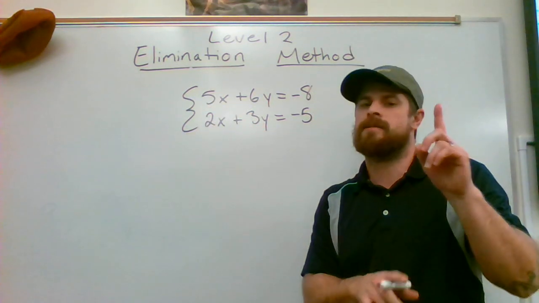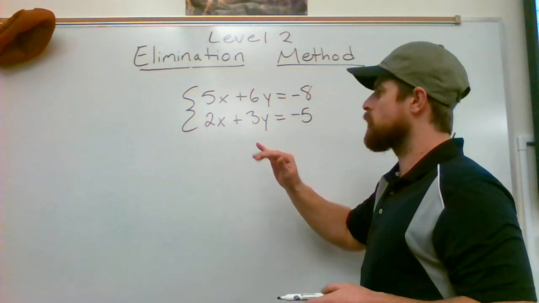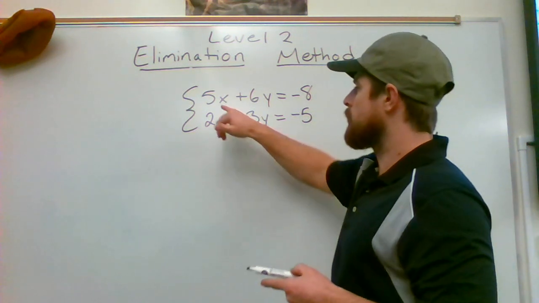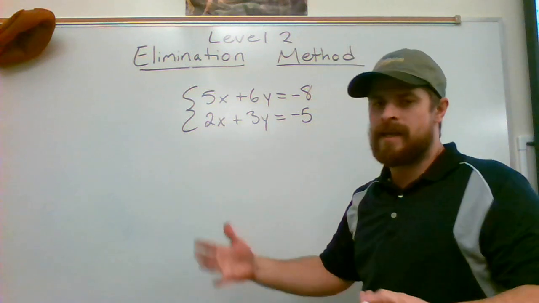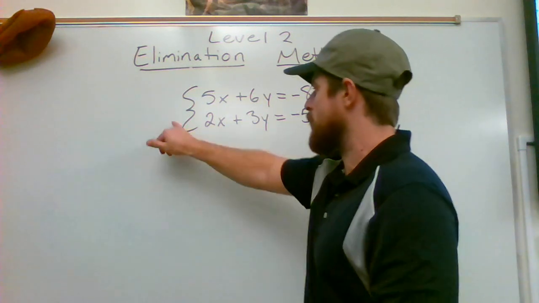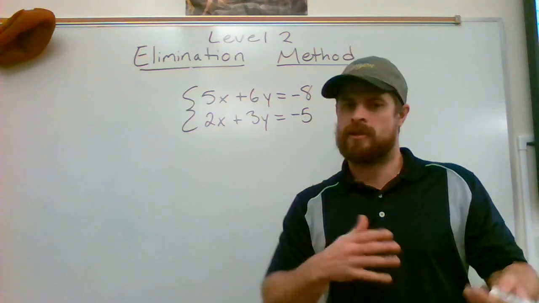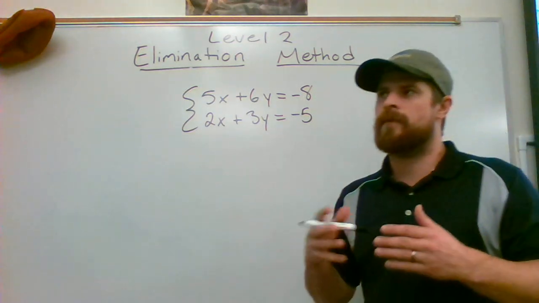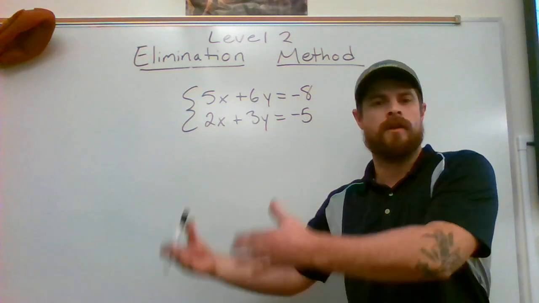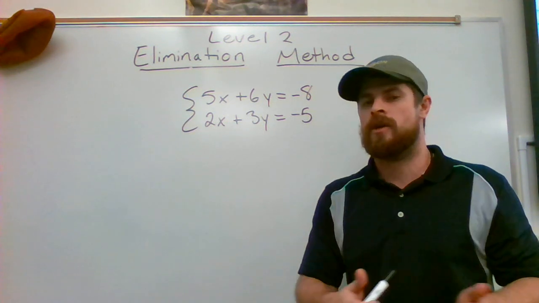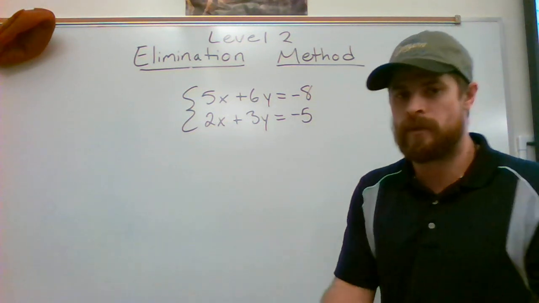Your very first step, step number 1, you want to look at each one and ask yourself: 5 and 2, not the same. I can't eliminate through addition or subtraction. 6 and 3, not the same. I can't eliminate through addition or subtraction. But you want to find out if there's a way to turn one of those terms into a match, specifically through multiplication.